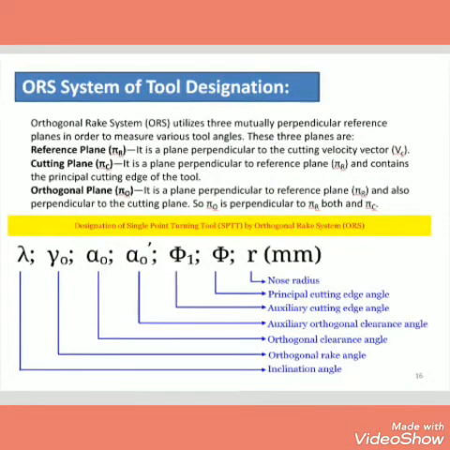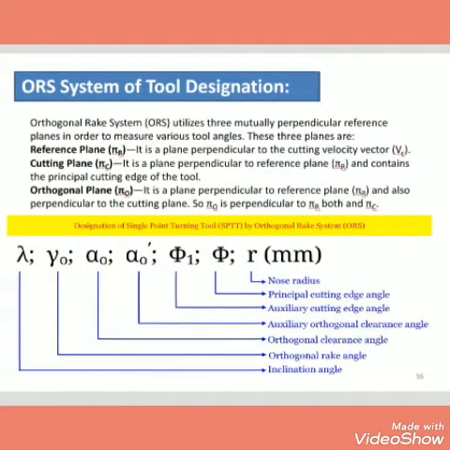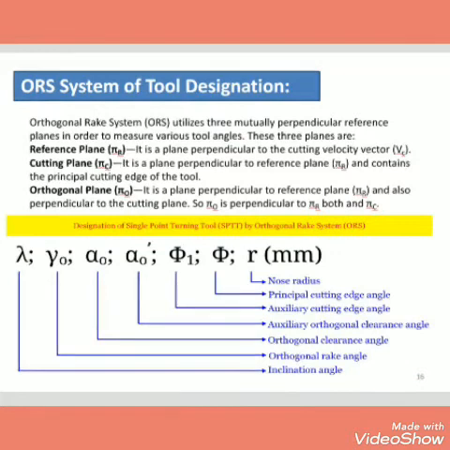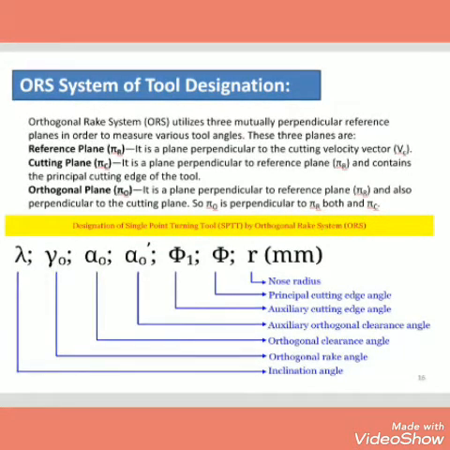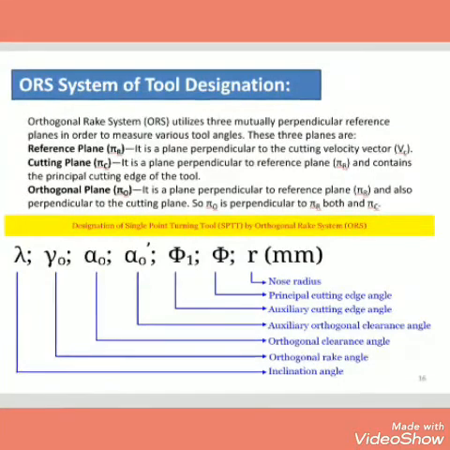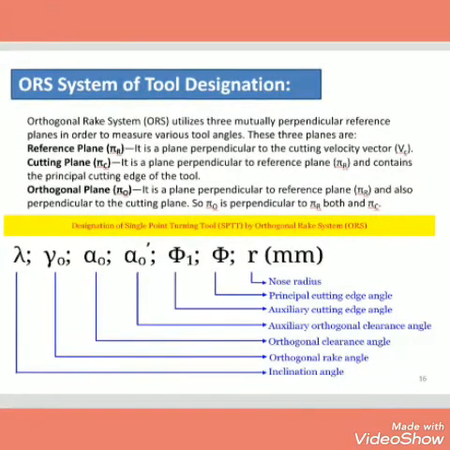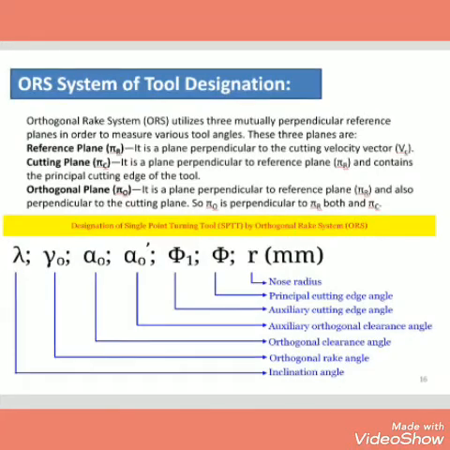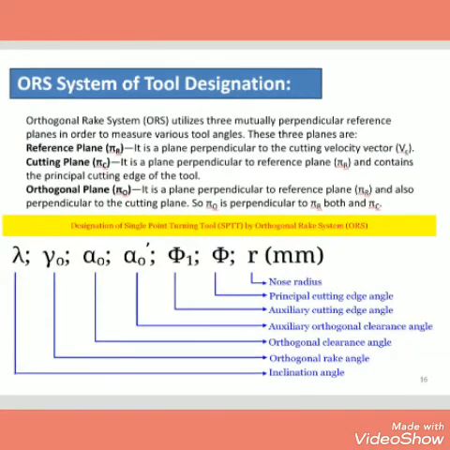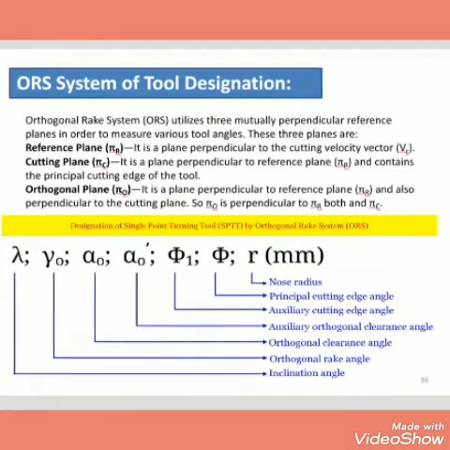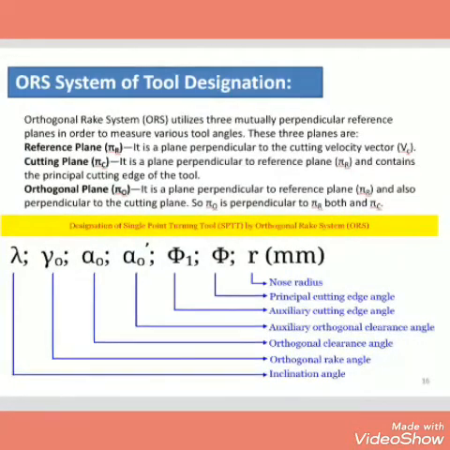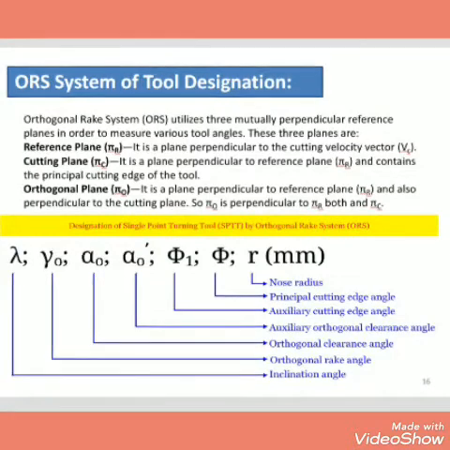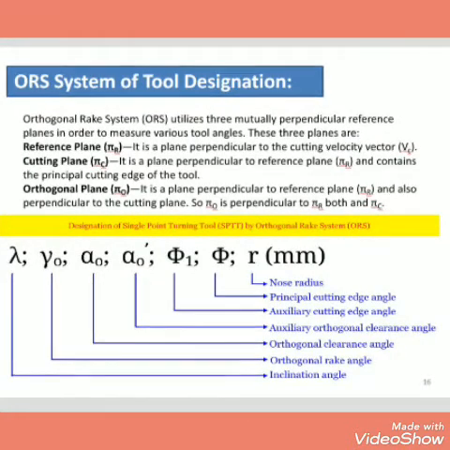Another one is the ORS system of tool designation, where for the designation of the single point turning tools, the elements are the nose radius, principal cutting edge angle, auxiliary cutting edge angle, auxiliary orthogonal clearance angle, orthogonal clearance angle, orthogonal rake angle and the inclination angle. That is the difference from the ASA system.